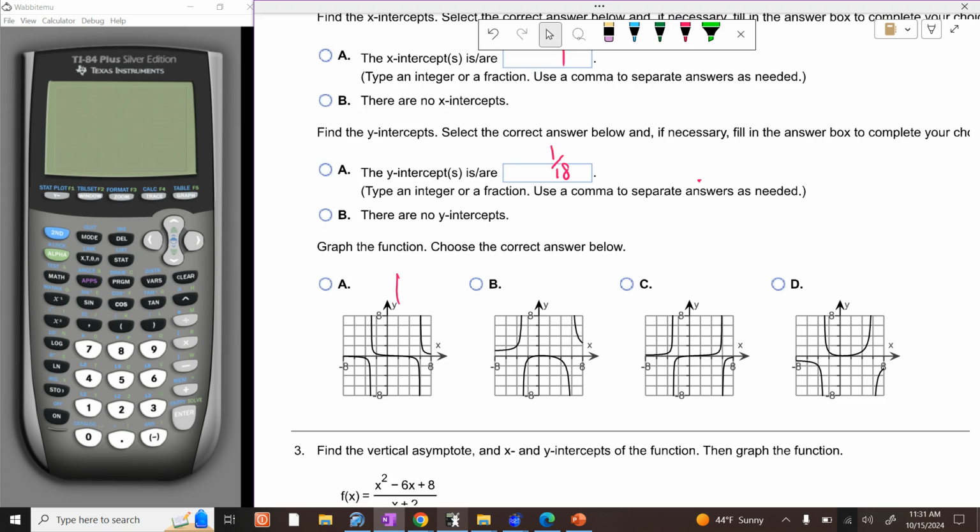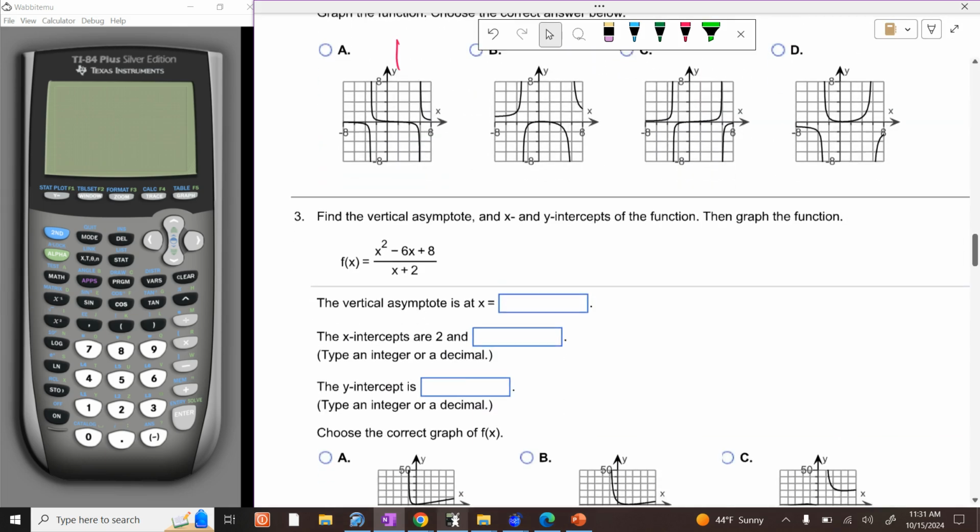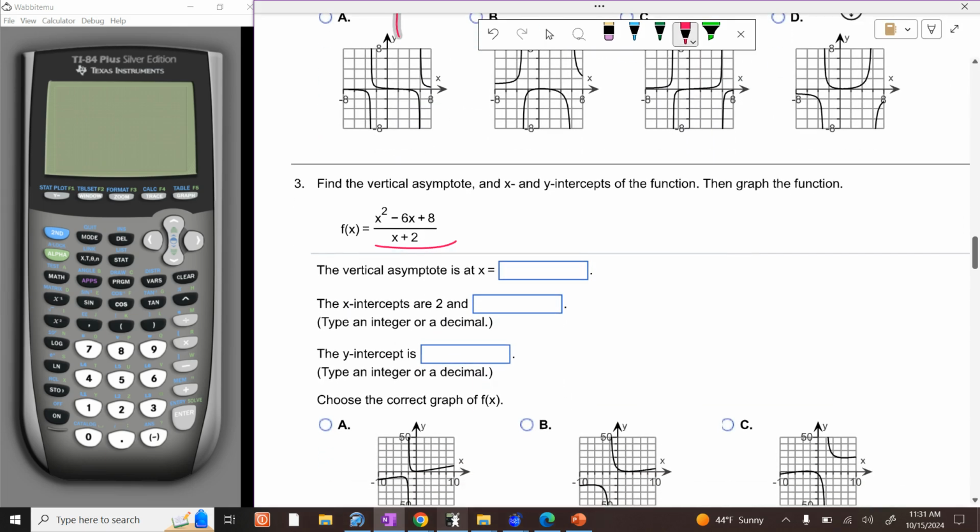So it does happen. This one, do you have a vertical asymptote? Yep, at x equals -2. X-intercepts, you set the top equals 0. X minus 2 times x minus 4. They add up to -6 and multiply to be 8. So that's what they are. So x-intercepts at 2 and 4. The y-intercept, if we put 0 in for all the x's, you get 8 over 2, which is 4.